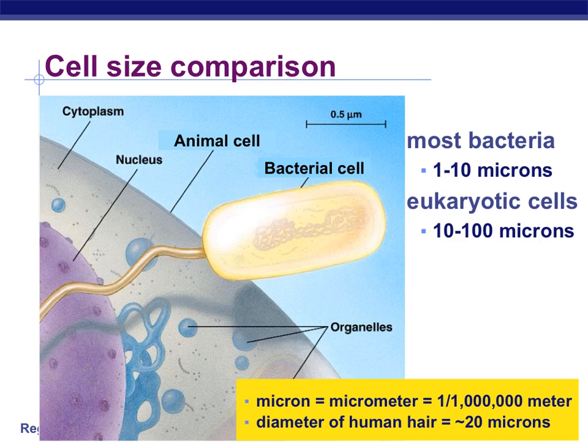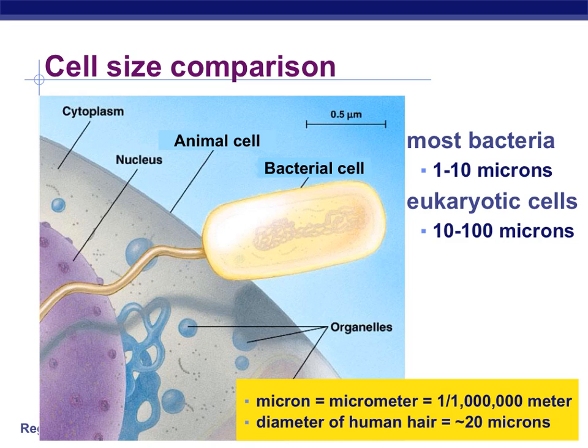For the most part, we think about prokaryotic cells as being a little less complex than the eukaryotic cells, as well as for size. Cell size comparison: most bacteria, which make up the vast majority of prokaryotic cells that we're talking about here. There are some classification distinctions that we don't need to make right now, but most bacteria are about 1 to 10 microns in size, basically talking about the length of these bacterial cells.